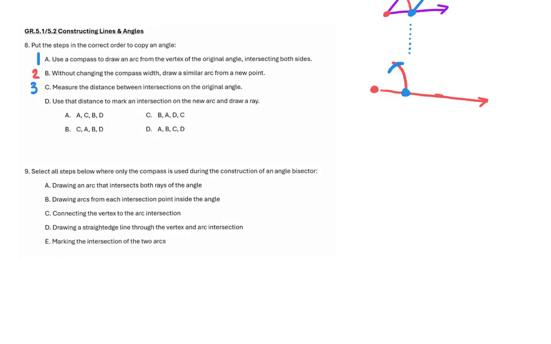And that'll be my new dot for me to draw my ray through. Oh, that was not very good. But anyway, those are supposed to end up being the same angle. So that would be step 4 down there, part D. So they were in order. How crazy is that? A, B, C, D. All right, so that was copying an angle.